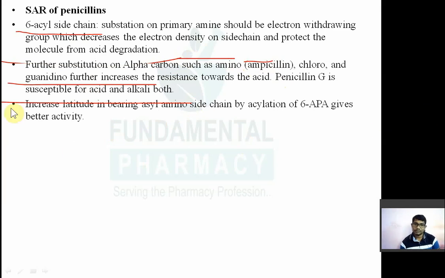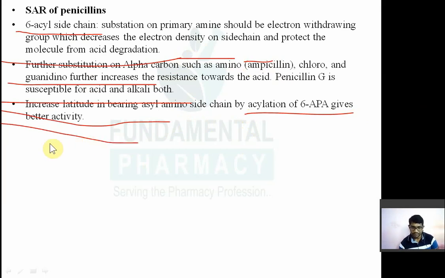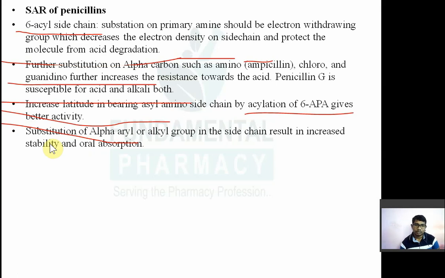In the length of side chain, there is a small spelling mistake here. Let it go. So increase in the acyl side chain by acylation of 6-aminopenicillanic acid gives better activity. If you increase the chain, the activity will increase. Substitution on alpha carbon with an aryl or alkyl group in the side chain results in increased stability for oral absorption.